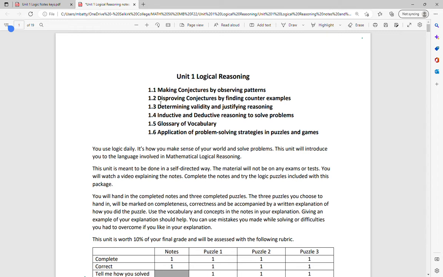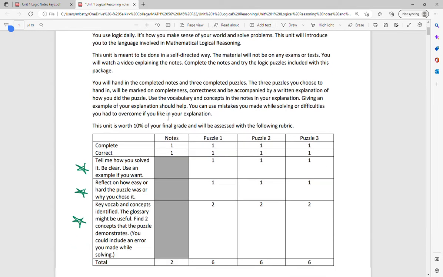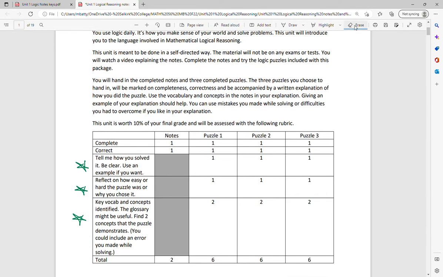So we're going to work through this. You will hand in the notes completed. The videos will go through the notes with you. And then at the end of the notes package, you'll notice that there are a number of puzzles. And your job is to pick 3 of those and solve them, hopefully solve them correctly, and write about your process of solving them. It's okay to make mistakes.